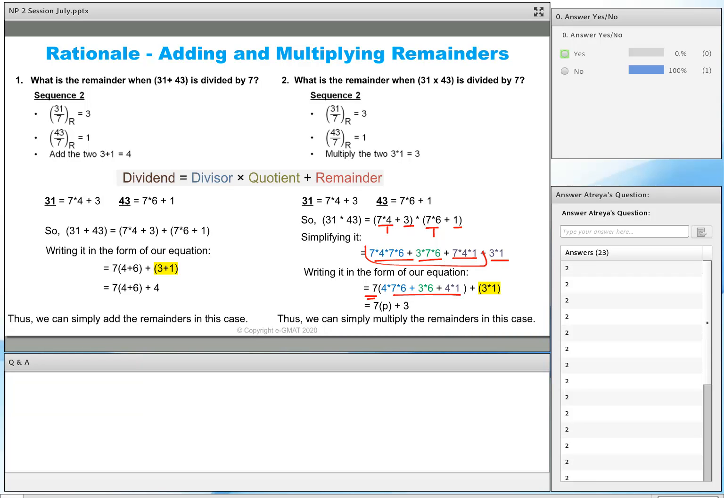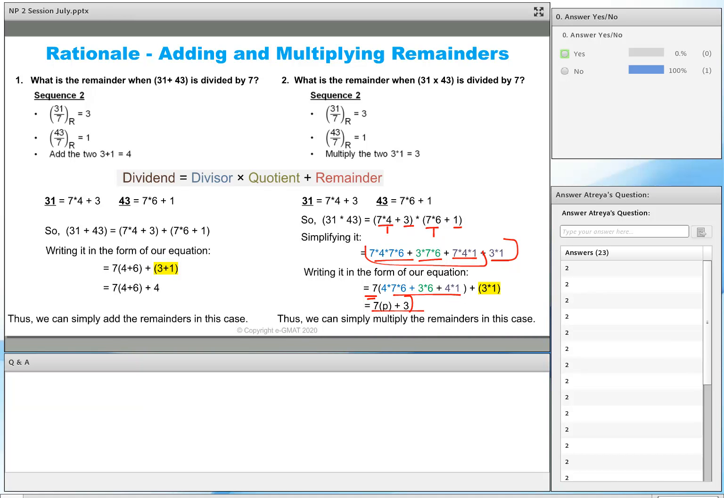I'm not interested in this number. Then at the end, I have a 3 as well. So this again can be written in the form of 7p plus r, where r is less than the divisor. That is the answer for this question. So this is the underlying concept of why the remainders work this way.